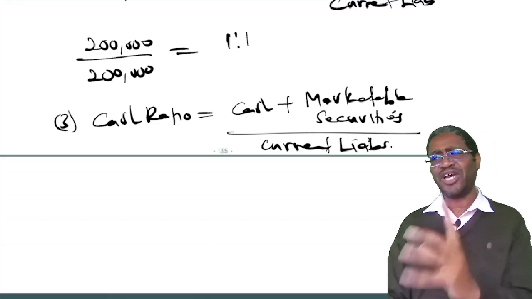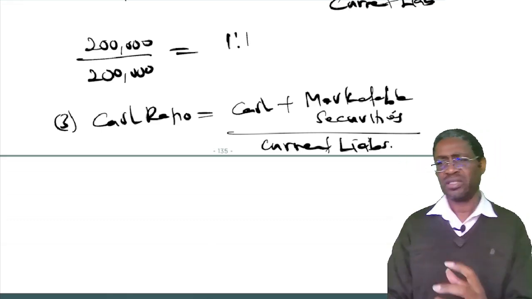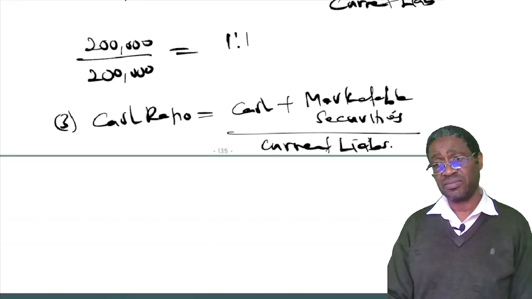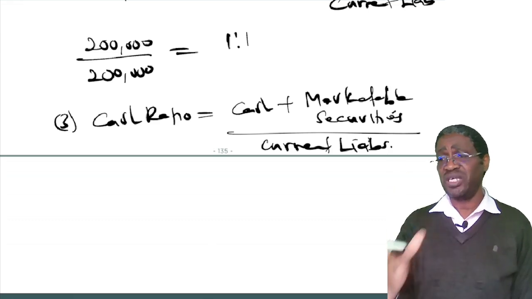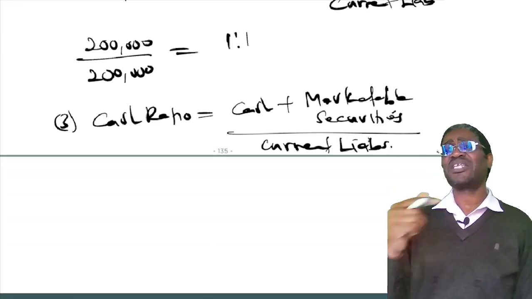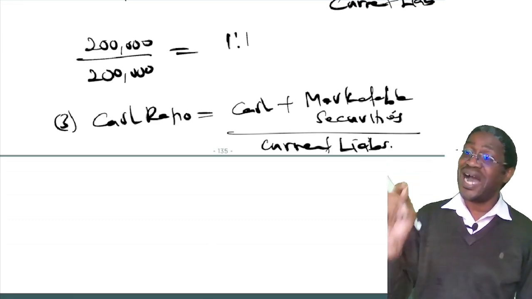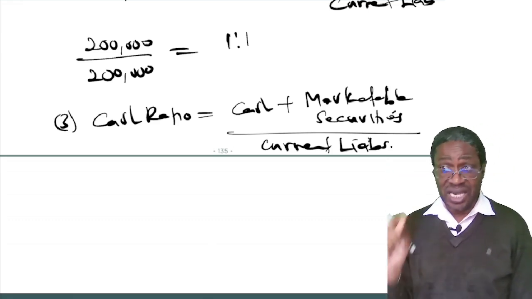Again, you're trying to get a more liquid ability to pay your current liabilities. Listen, when I take cash or money in the bank, I add marketable securities, which are under current assets.